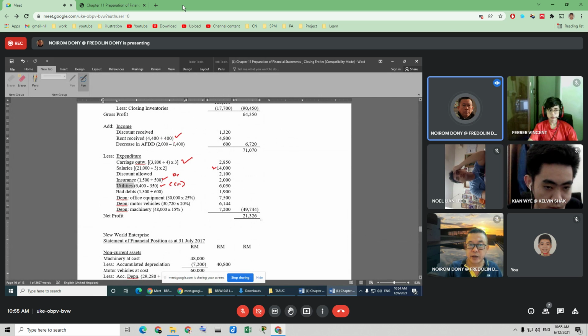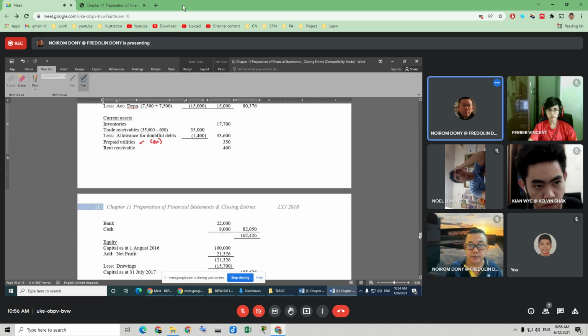So we are crediting. And where is the debit? The debit will be under current asset. Current asset, rent receivable 400. Okay.